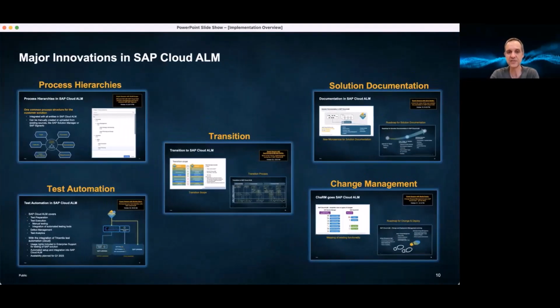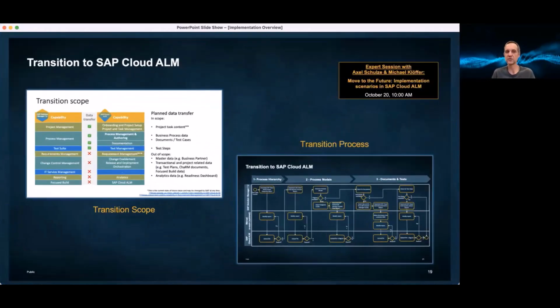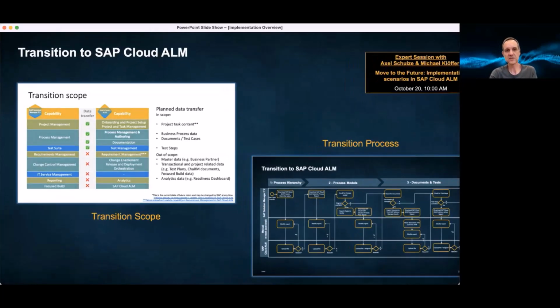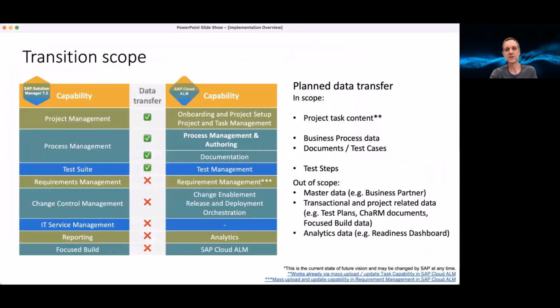And then the last piece, and maybe also the most interesting one, is the transition piece. So how will we support customers in transitioning from Solution Manager to Cloud ALM? And the first piece here is, of course, the scope of the transition. So we're currently planning to allow customers to take over data selectively from Solution Manager in the area of project management. So we're talking about tasks, requirements, and so on.